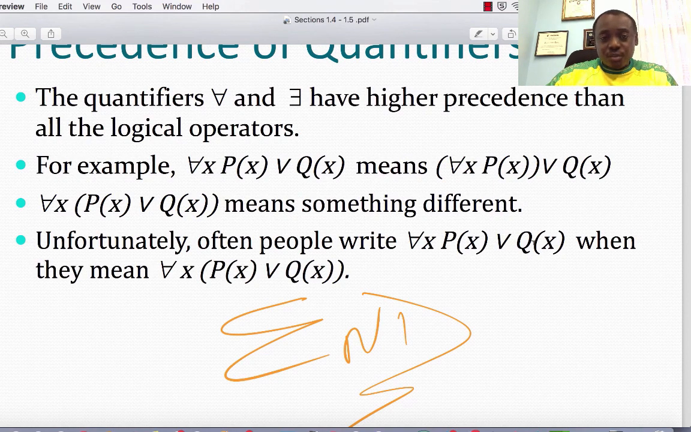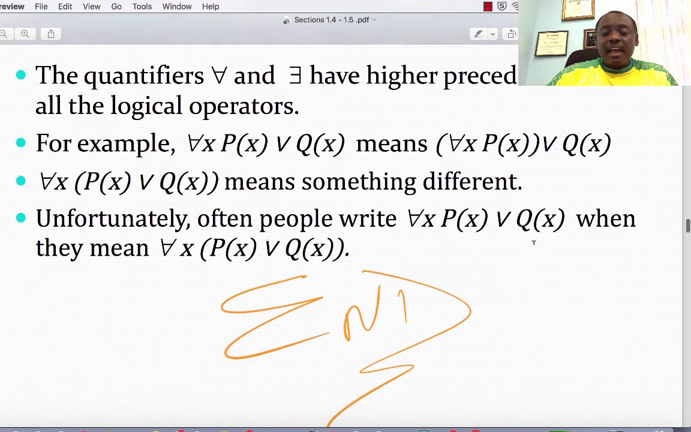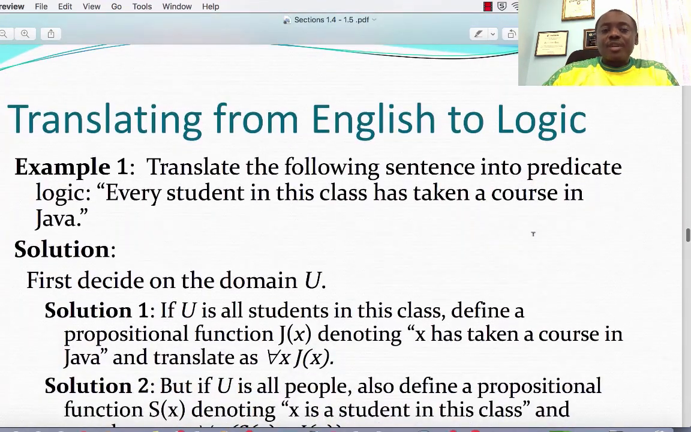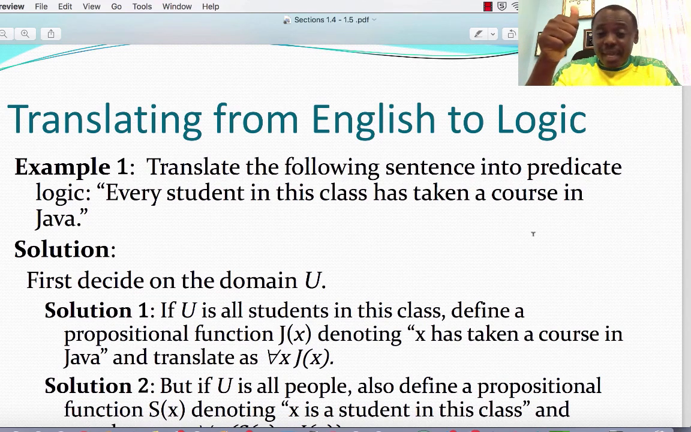That brings us to the end of part 1 of section 1.4. And in part 2, we would continue with translating from English to logic. Every student in this class has taken a course in Java. Interesting. How would you translate that? You need a domain, you need a predicate, you need a universal quantifier. We'll get to that in the next lecture.